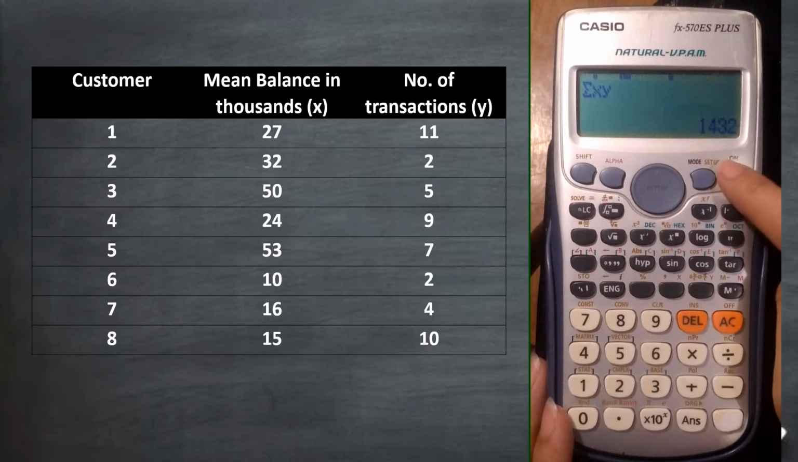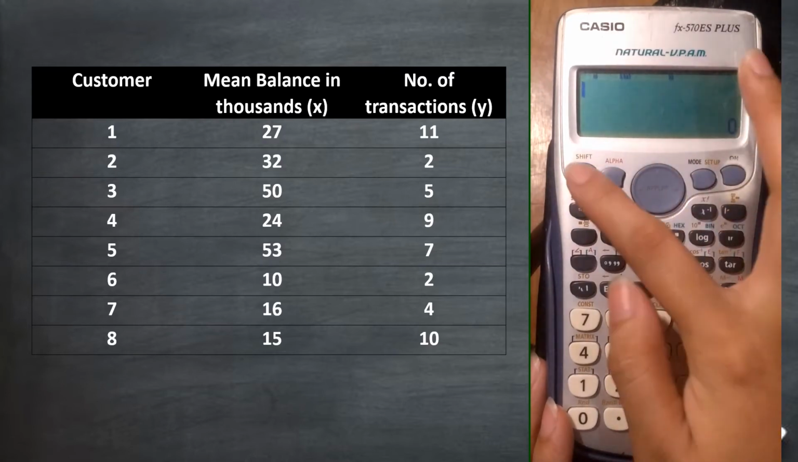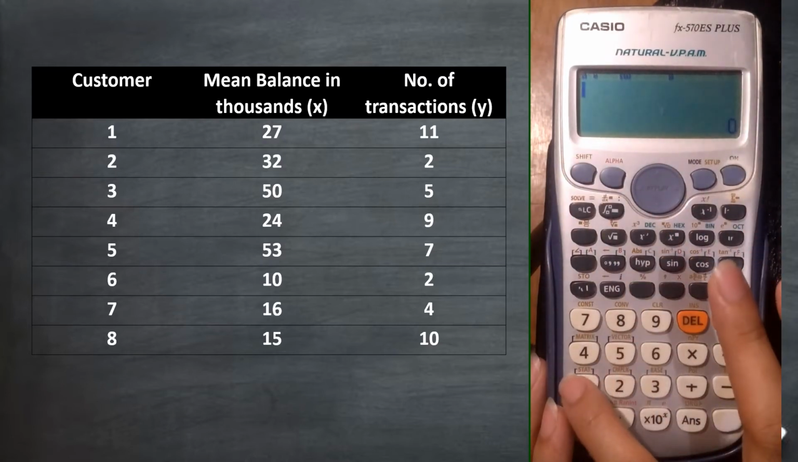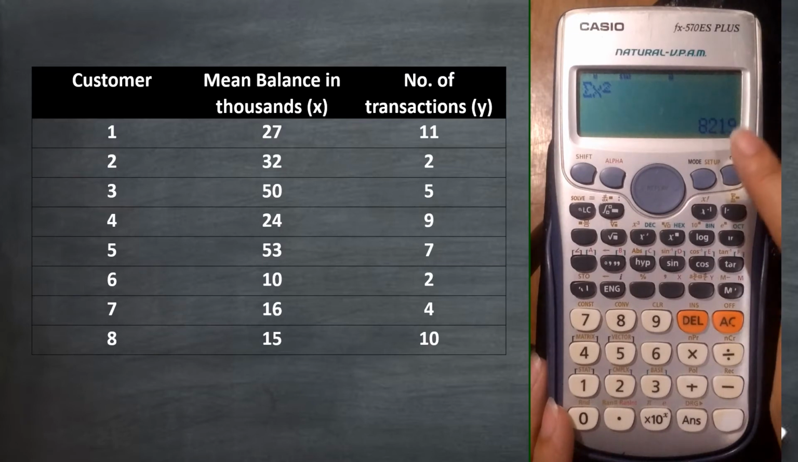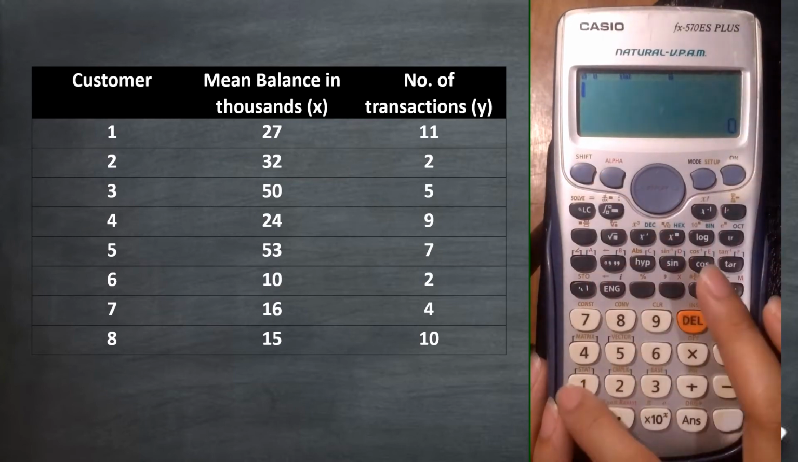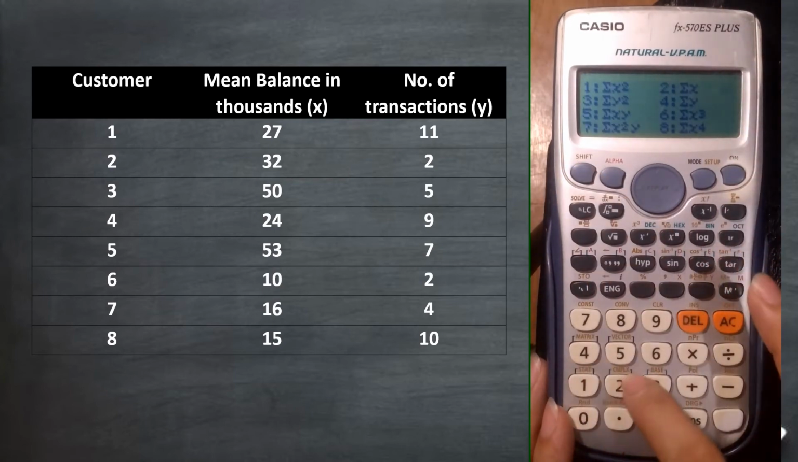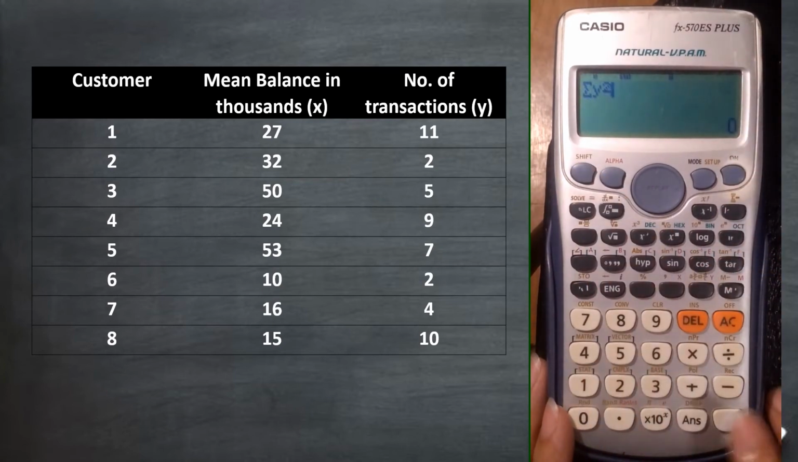And then for the value of summation of x squared, we repeat the process, shift, stat, sum, and then x squared, and then equal sign. And then, last one for the value of summation of y squared, shift, stat, sum, and then 3, and then equal sign. So that's it po for the shortcut method.